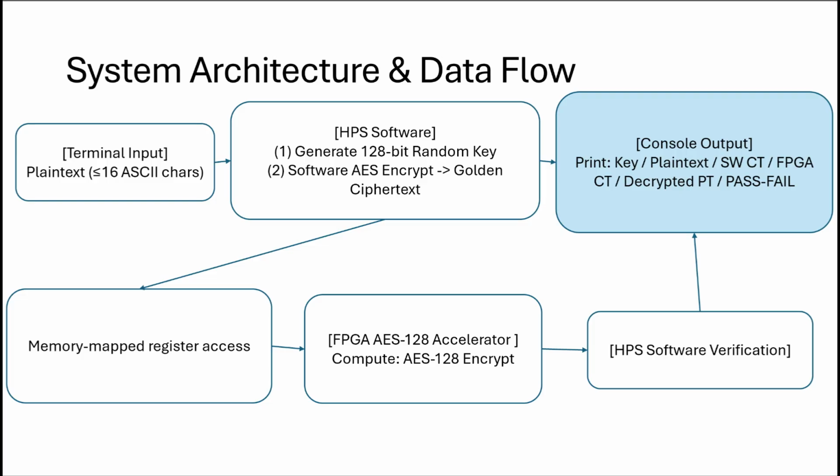This slide shows the end-to-end data flow. First, the user enters plaintext in the terminal, and the HPS generates a random 128-bit key and runs software AES encryption to produce a golden ciphertext. Then the HPS writes the key and PT into the FPGA using memory-mapped register access, triggers the FPGA encryption, and reads back the FPGA ciphertext. Finally, the HPS verifies correctness and prints all results to the console.